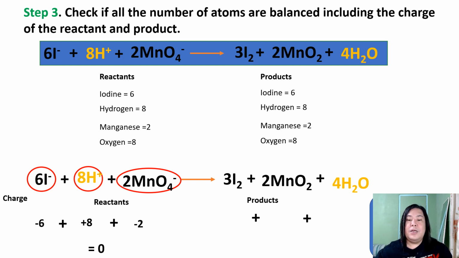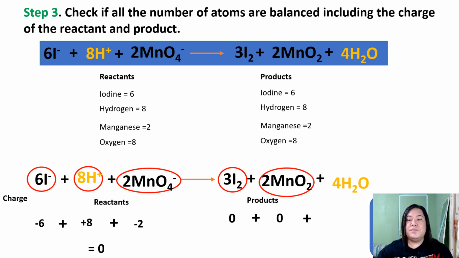Let us go to the product side. Let us check the charge. Since this is in free form, yung molecular iodine natin, that is 0, 3 times 0 is 0. Okay? Dito din, this is in free form, so it is neutral compound. Wala naman kayo nakikitang charge, kaya 2 times 0, that is 0.